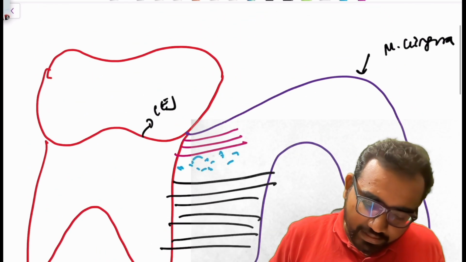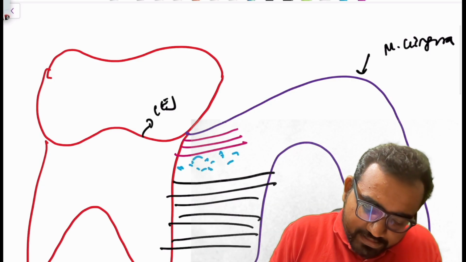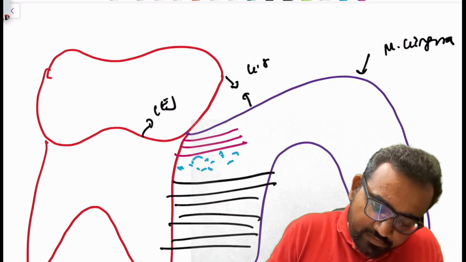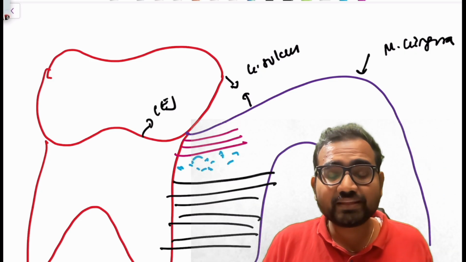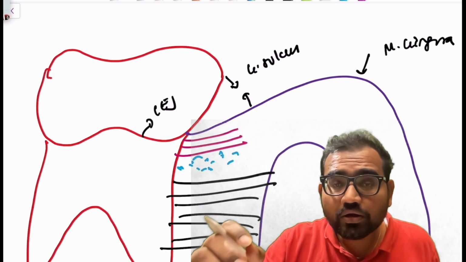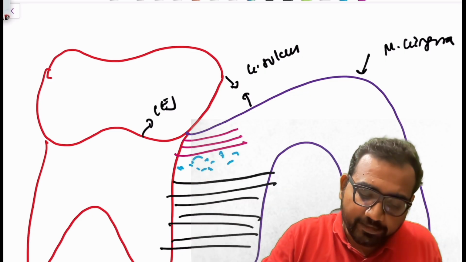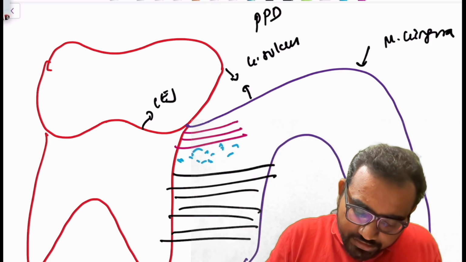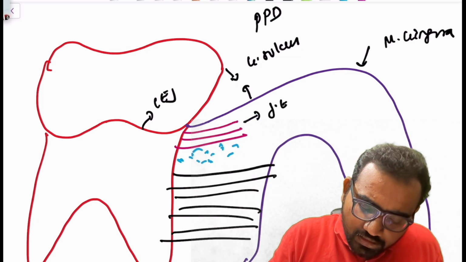And you see a small space, right? This space is called the gingival sulcus. In the gingival sulcus only, we are going to enter the probe. We are going to measure the periodontal probing depth, PPD. Now what is this structure? This is the junctional epithelium.